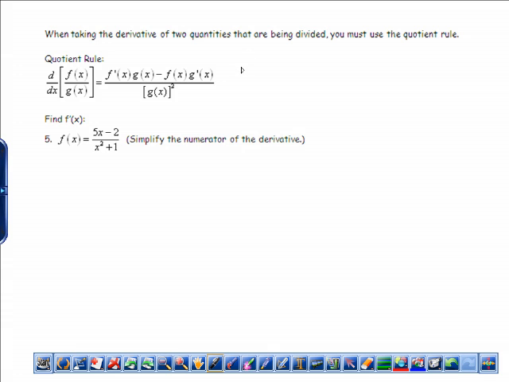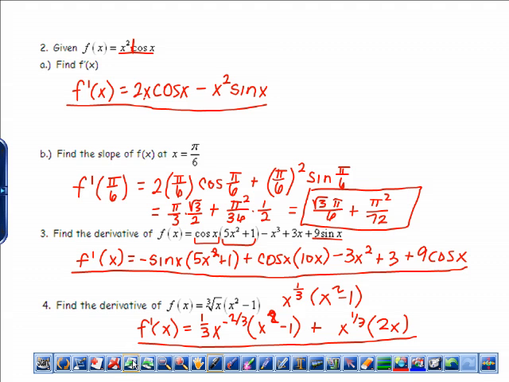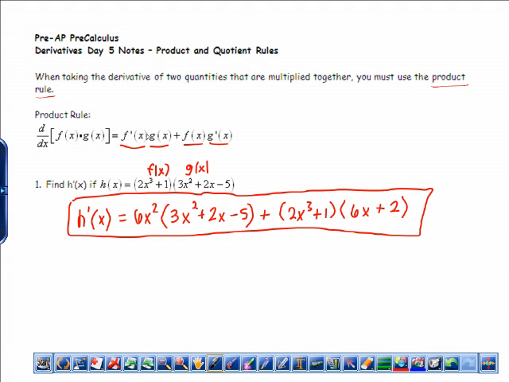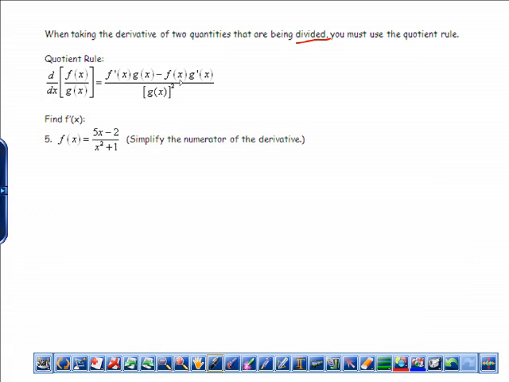It says when taking the derivative of two quantities that are being divided, you need to use the quotient rule. This is a little bit more complicated. If you notice, here I have the derivative of f of x over g of x, and the top part looks like the product rule, but with a minus sign. And in the denominator, we have g of x squared. Now, I want to point out one thing. In the product rule, it wouldn't really matter if you got these two things switched, because it doesn't matter if you add things forwards or backwards. But when you're subtracting, it definitely matters.